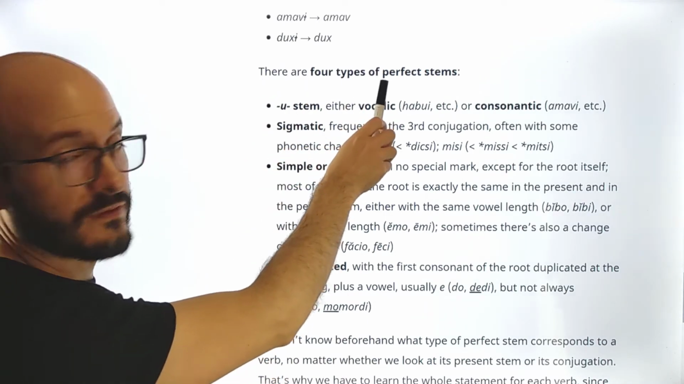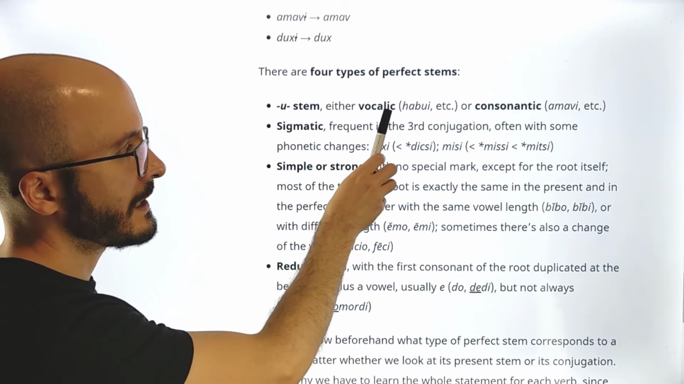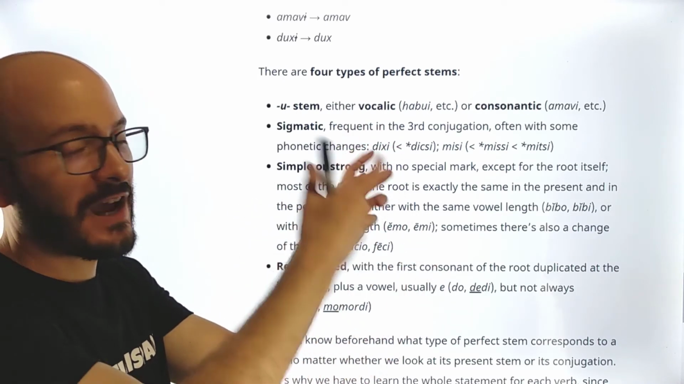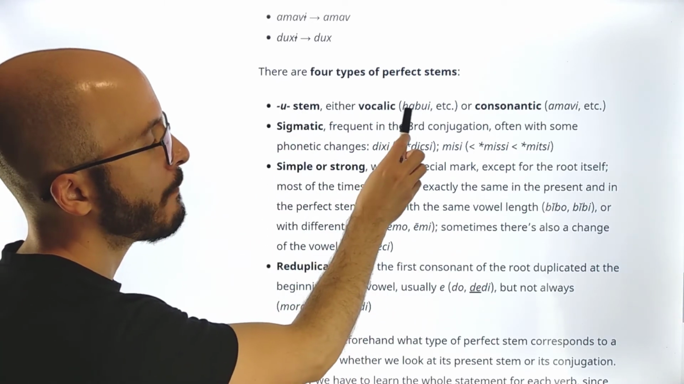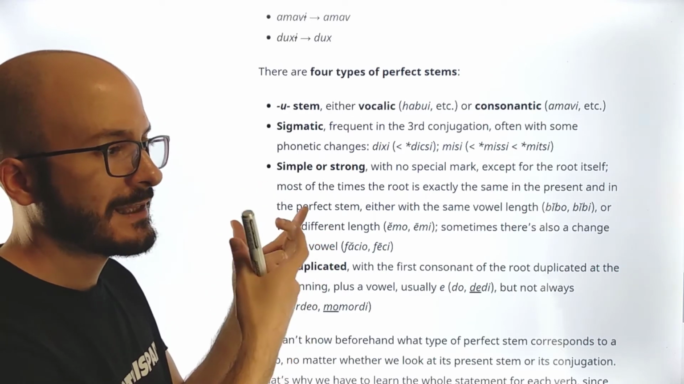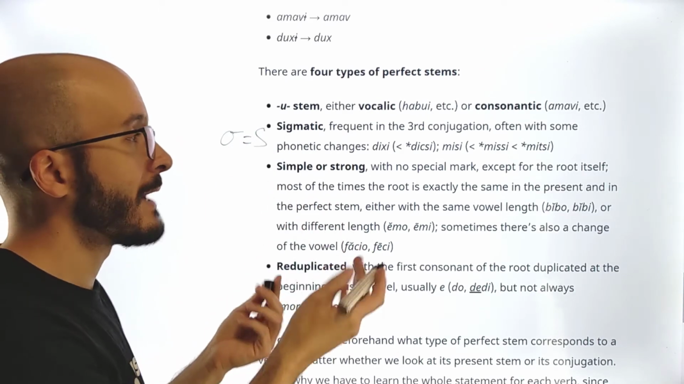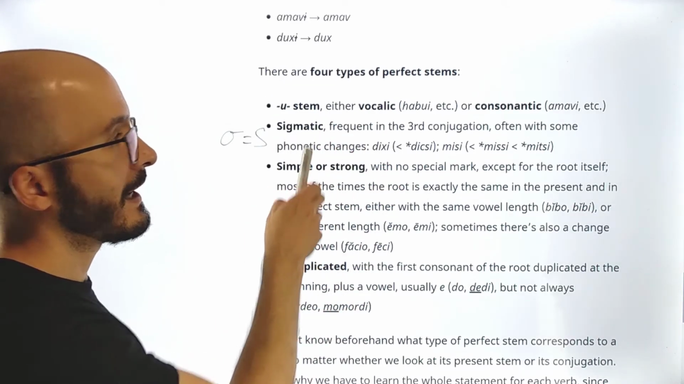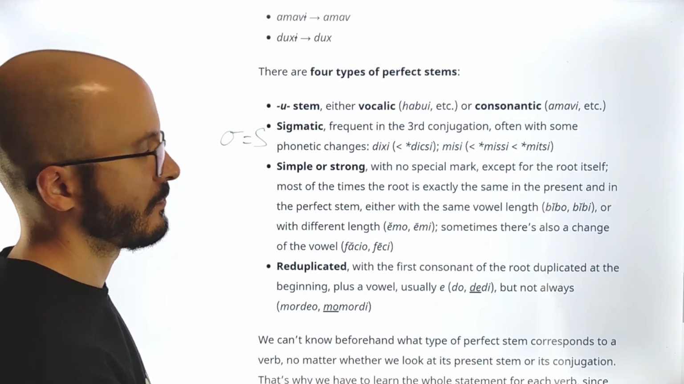There are 4 types of perfect stems. These ones that we just checked. There is the u stem, either vocalic or consonantic. Remember what we were explaining in the first class about u when it is a pure vowel or a semi-consonant. So the u stem, you see abui or amavi. Then sigmatic. Why sigmatic? Because sigmatic is from the Greek letter sigma, which is equivalent to s, and we call it sigmatic because the root, the stem, ends with s. The sigmatic kind of perfect stem is frequent in the third conjugation, often with some phonetic or similar changes.